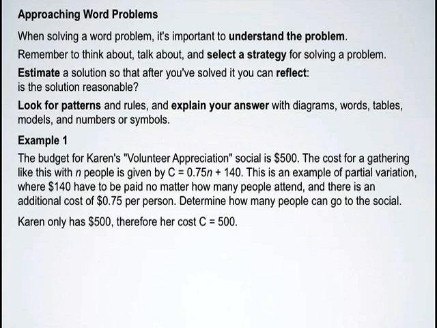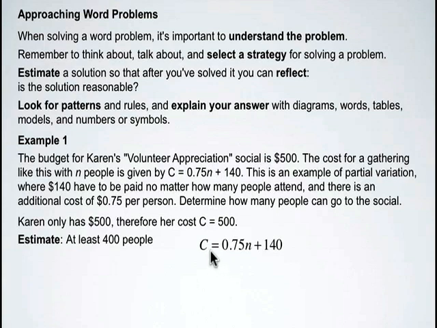So Karen only has $500. Therefore, her cost, C, equals 500. So we're going to estimate. So at least 400 people. So we're going to say, okay, maybe not all 500 people because we know we have to pay the 140. So the $500 doesn't translate into 500 people. But it's not going to be 1 or 2 people either. So we're going to guess that, okay, about 400 people.